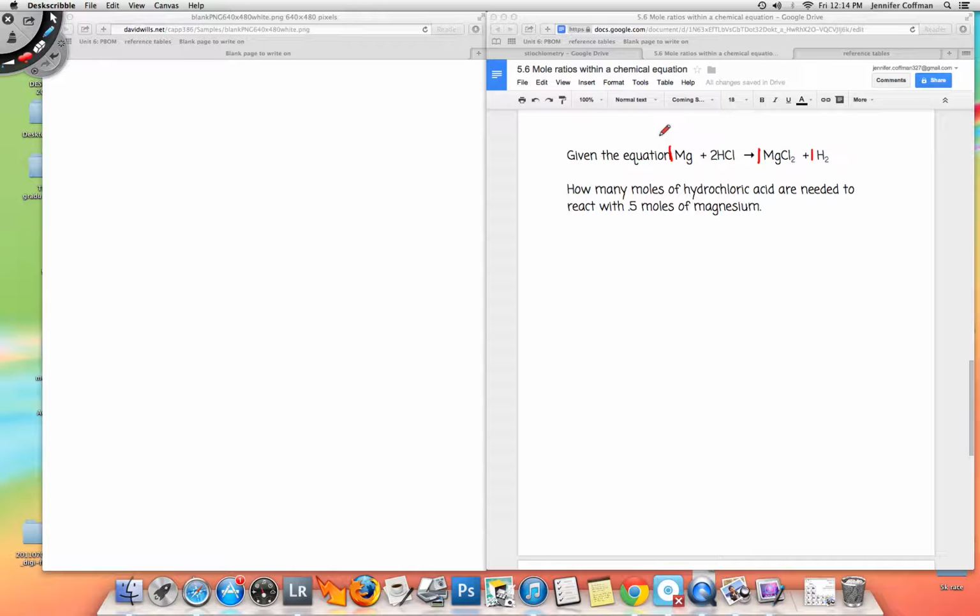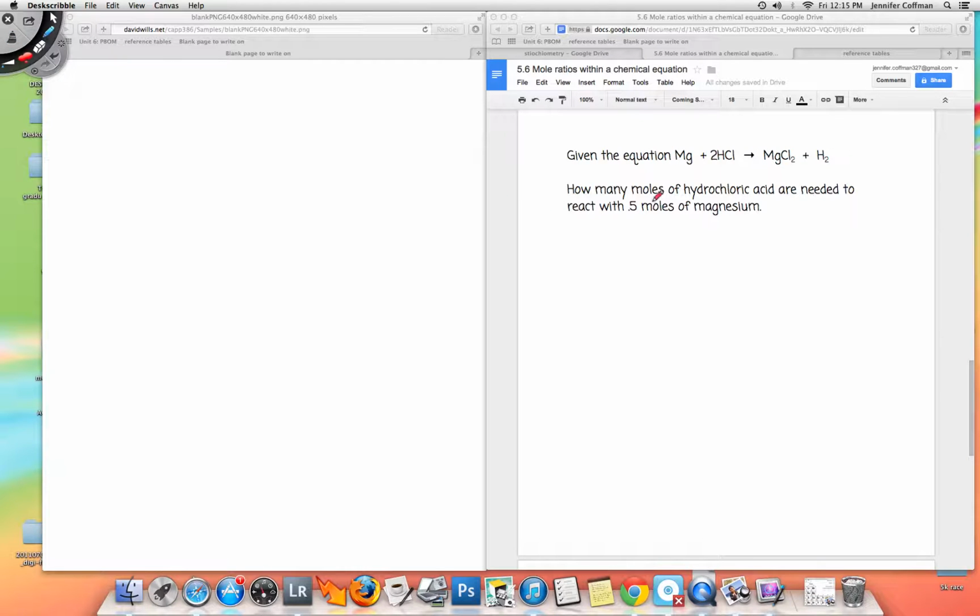If I had only a half of a mole of magnesium, this ratio must stay the same, 1 to 2 to 1 to 1. If I have a half of a mole instead of 1 mole, I can react that with 1 mole of hydrochloric acid instead of 2. And I will produce only a half a mole of magnesium chloride and a half a mole of hydrogen. So this ratio stayed the same. 0.5 to 1 to 0.5 to 0.5 is the same as 1 to 2 to 1 to 1.